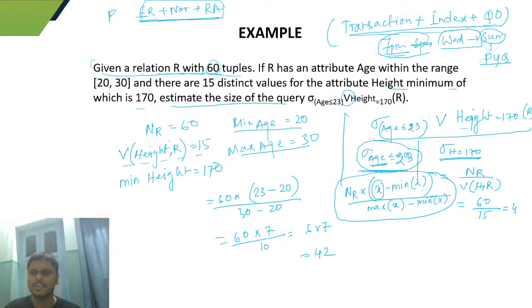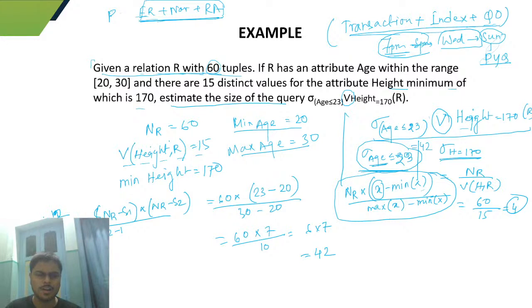So the first one gives us a size of 42 and the next one gives us a size of 4. And we have a disjunction of these propositions. So for a disjunction of propositions, what was the formula? We have nr minus (nr minus s1) into (nr minus s2) divided by nr to the power n minus 1. And what is n here? n is nothing but 2. So it is 2 minus 1, and it is the number 2.